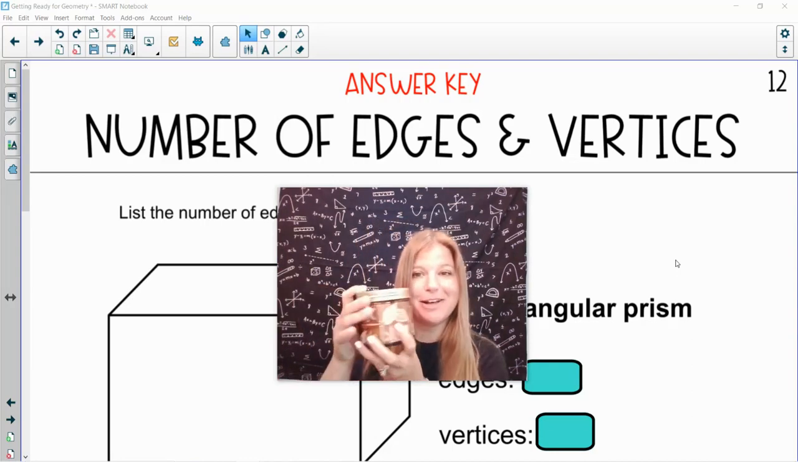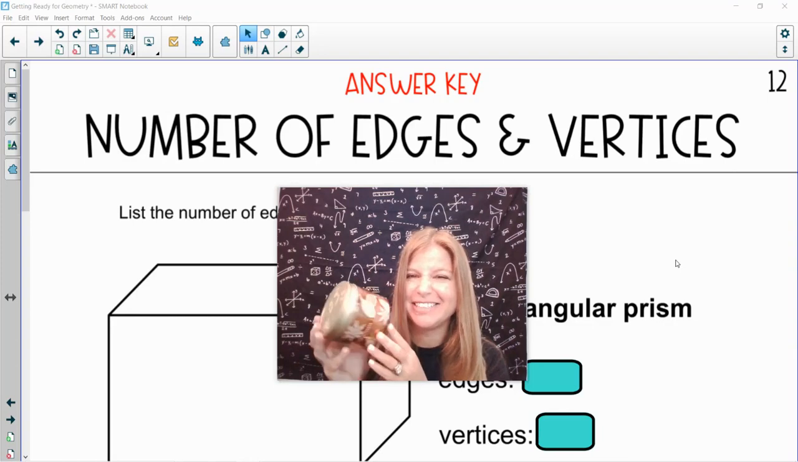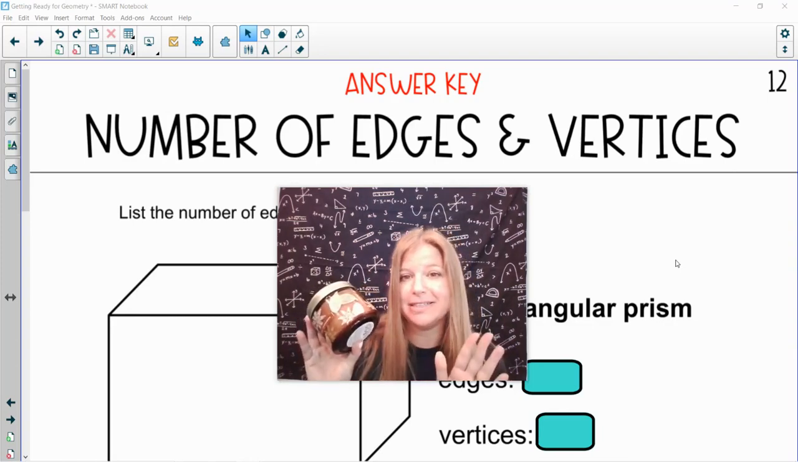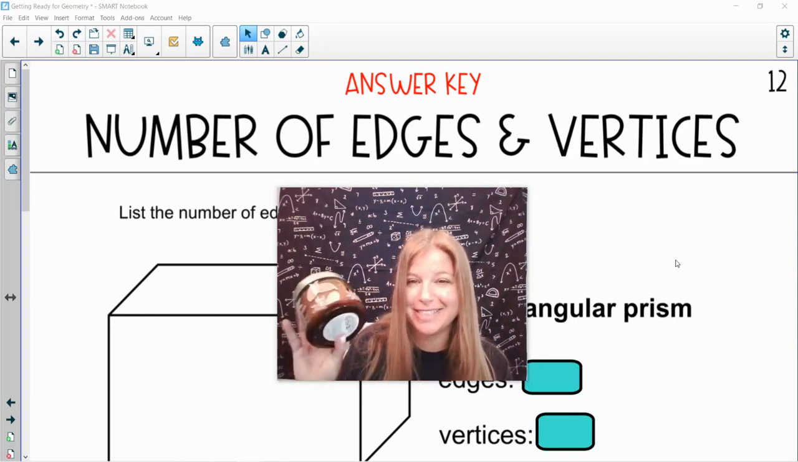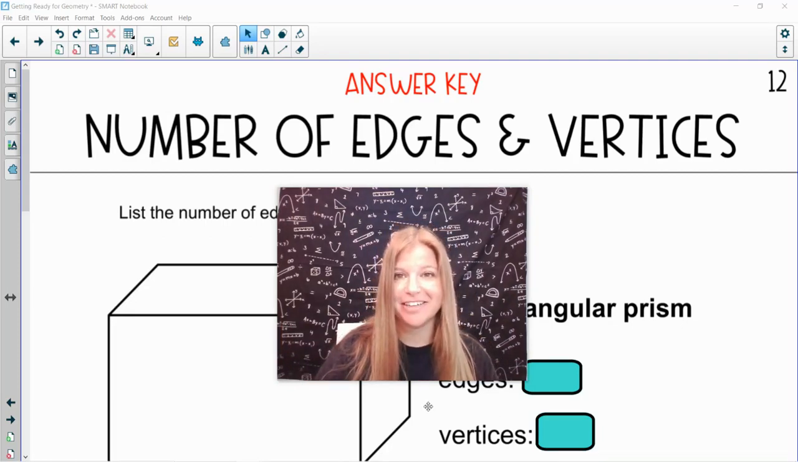This is my example of a cylinder, and a cylinder doesn't have any edges because none of them are straight lines. And there's no vertices, so that's pretty interesting to take a look at. Let's take a look together.